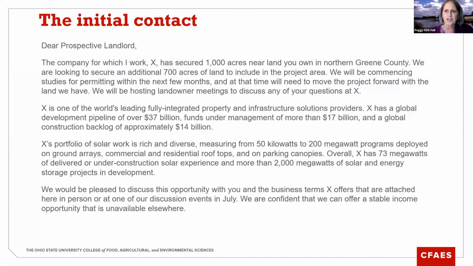The landowners here in Ohio generally receive this kind of initial contact from a company asking to see if they're interested in considering leasing.